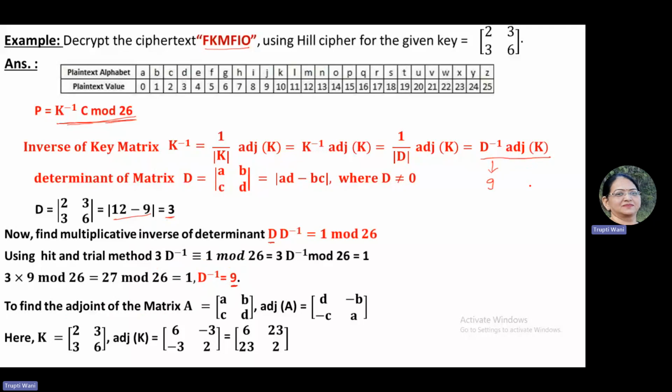Now we have to find the adjoint of K. What is the adjoint of K? For a 2 by 2 matrix, just change the places of A and D and give a minus sign to B and C. So 2, 3, 3, 6: change the places of the diagonal elements and give a minus sign to the other elements. So 6, minus 3, minus 3 and 2. As these are minus 3, convert these numbers into positive by adding 26. So we will get 6, 23, 23 and 2.